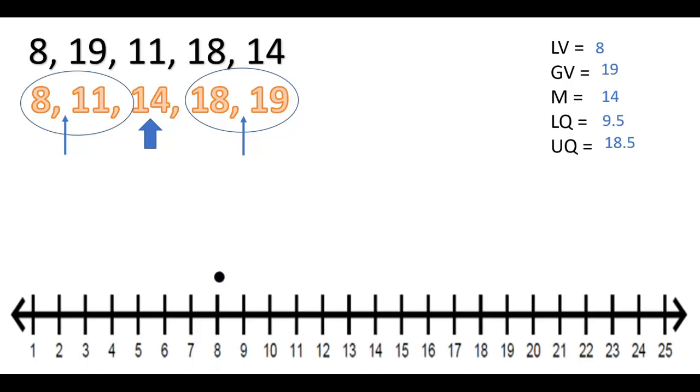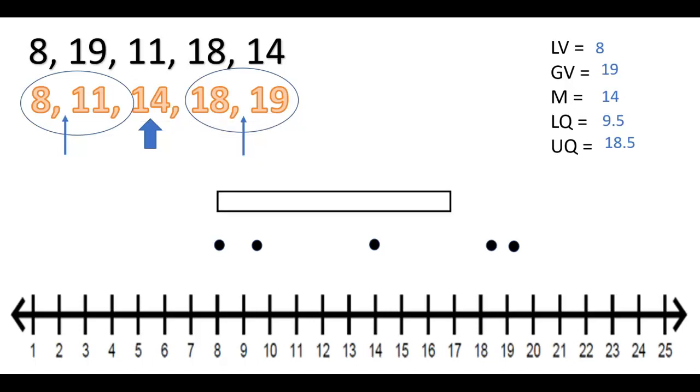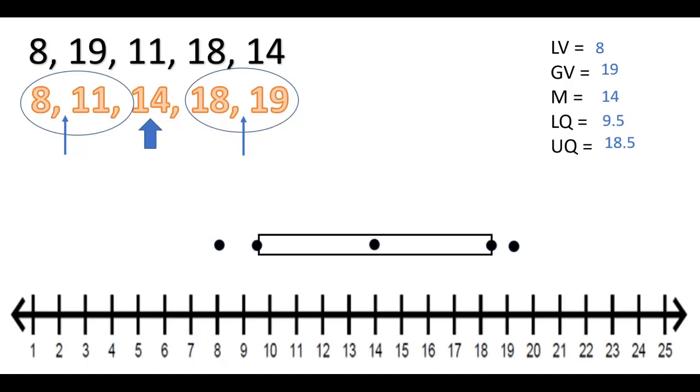Here we go. Dot for 8. Greatest value of 19. A little off there. 14. 9.5. 18.5. Now we put in our box from quartile to quartile. Put in our line for our median. And then our whiskers. Ta-da! All right, one more.